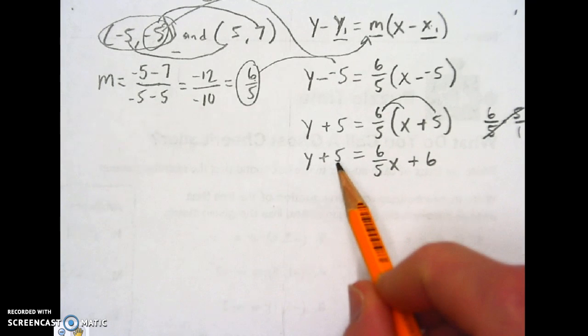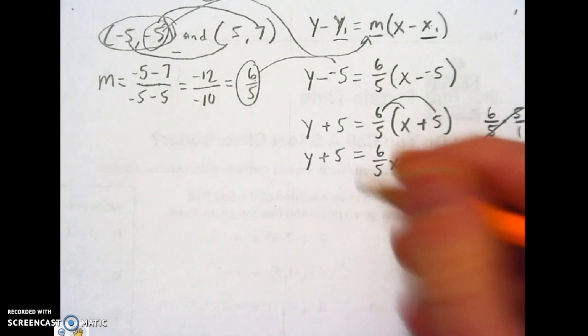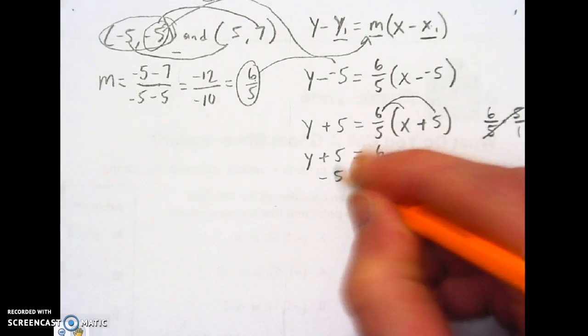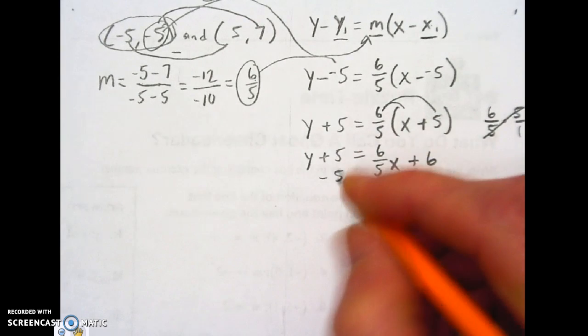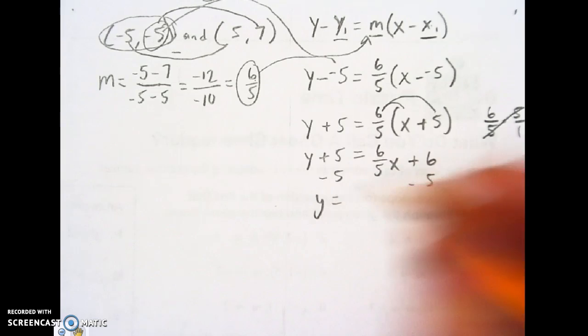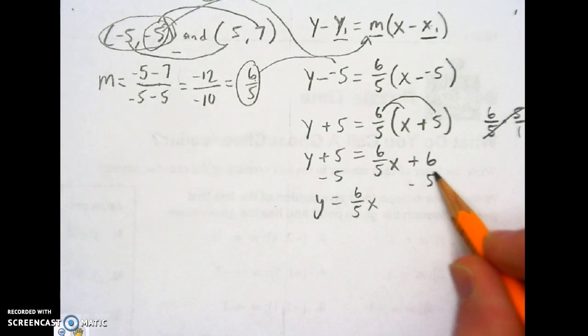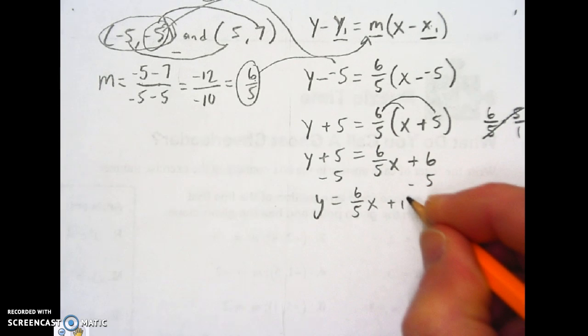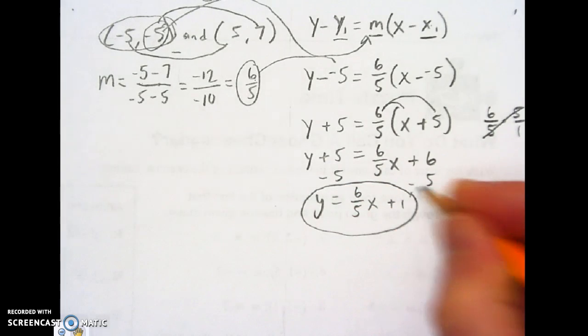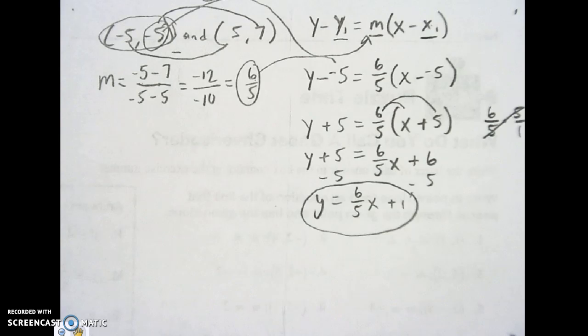Last thing, I just need to get the 5 off of that side. So I'm going to subtract 5 from both sides. So I got y equals 6 over 5x plus 1. And there it is in y equals mx plus b.